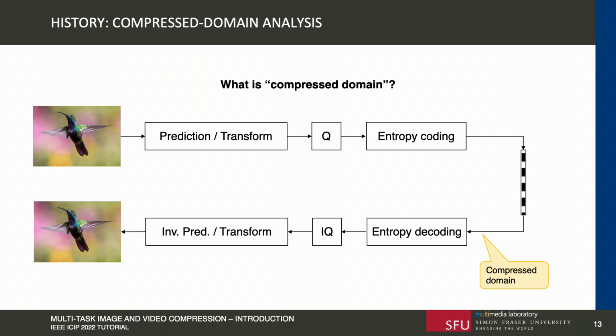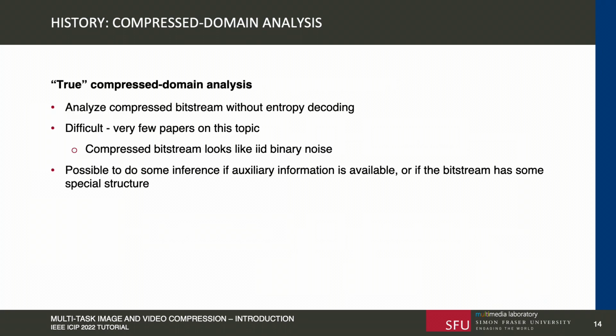However, it is very difficult to analyze variable length coded data, and so most papers that talk about compressed domain analysis in fact consider data that's been entropy decoded. And perhaps more appropriately, that type of analysis could be called transform domain analysis. So the true compressed domain analysis means analyzing the compressed bit stream without entropy decoding. This is very difficult, as mentioned earlier.